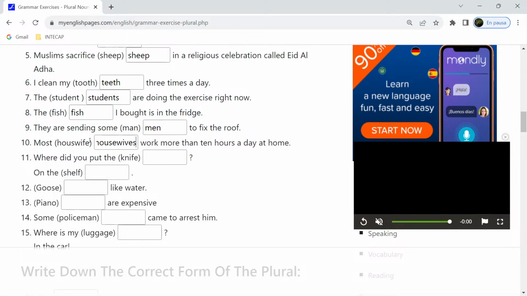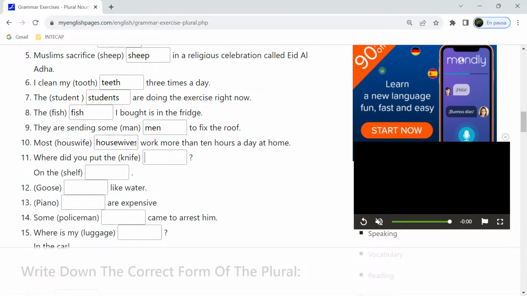Most housewives work more than 10 hours a day at home, okay? So we should add an E, and it should be here as well. Both should say housewife, with an E. I'll write it over here as it is the correct answer, because we should write it like this: housewives. That's the plural, okay? Now let's go with number 11.